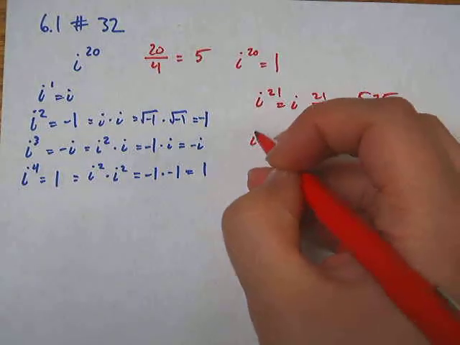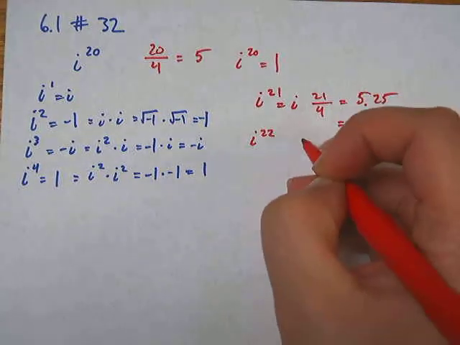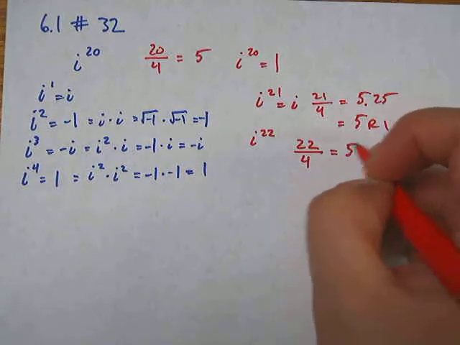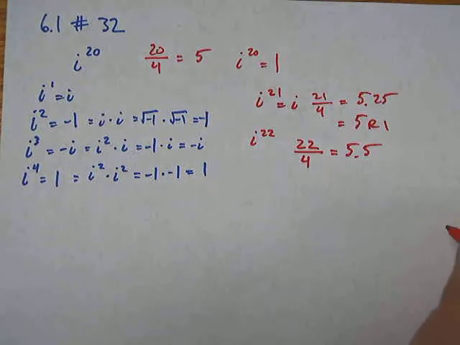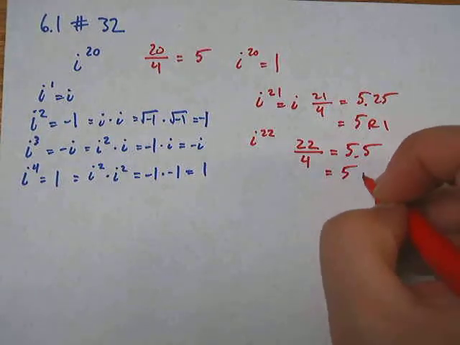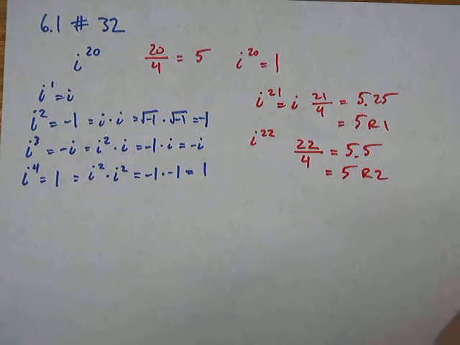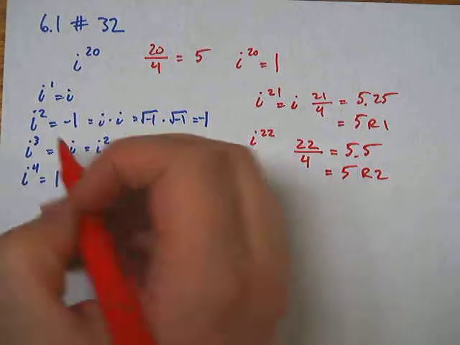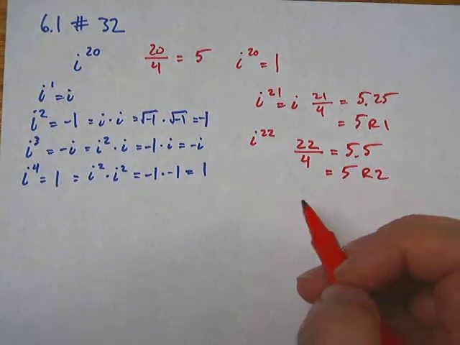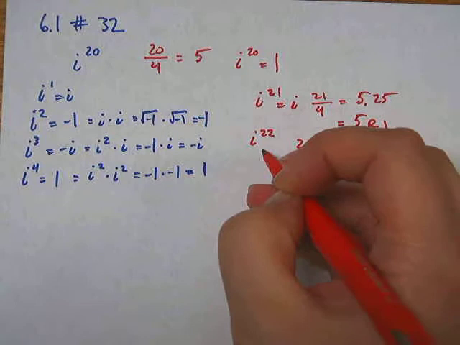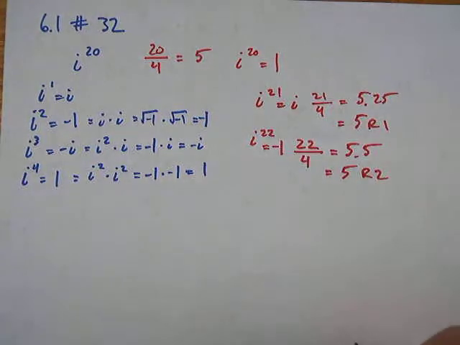And if it was something like i to the 22nd, well, that's not divisible by 4 either. If we divide this by 4, we get 5.5, which if we're writing this like we were in 3rd grade, it would be 5 remainder 2. And this remainder 2 corresponds with i squared. So i to the 22nd is going to be the same as i squared, -1. So i to the 22nd is -1.